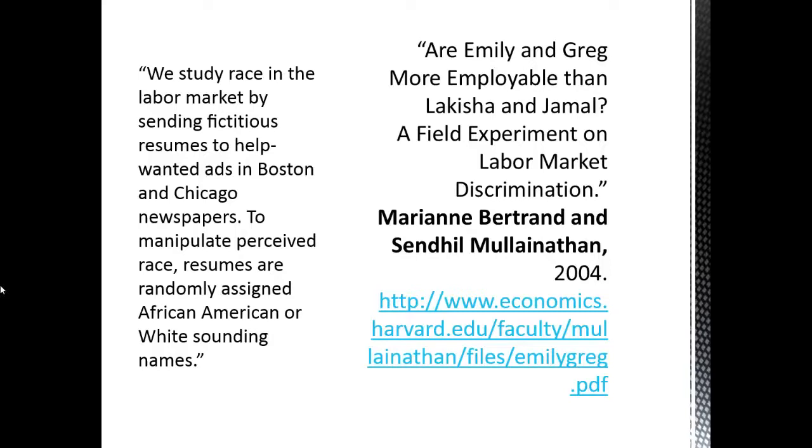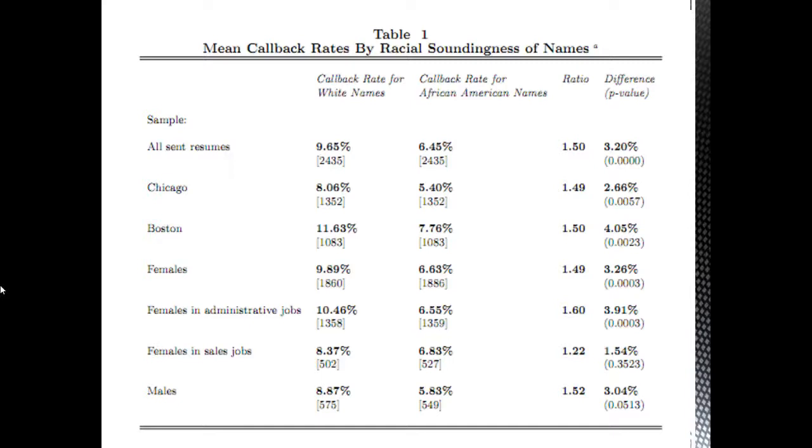So, if we look at the top row in the table taken from this study, the callback rate for white names from all the resumes is 9.65%. The callback rate for African-American names, 6.45%. The ratio is 1.5. What does that mean? White resumes receive a callback half again as often as African-American resumes do. For every two African-American resumes, in other words, that get a callback, there will be three white ones that do.